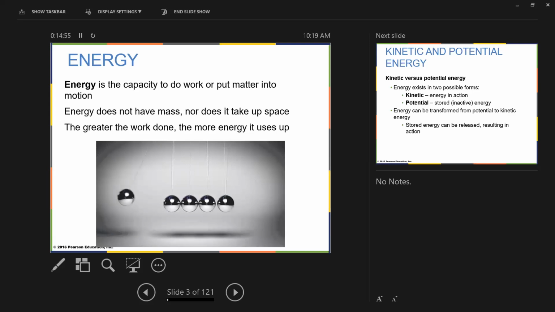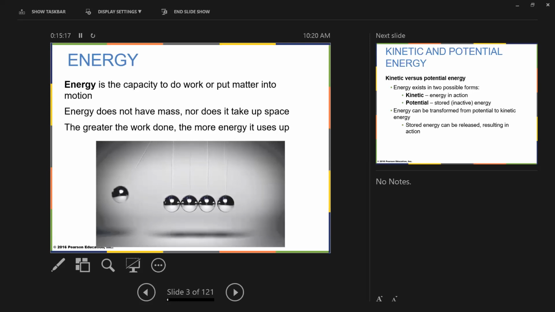When you put energy into a device, for example, nothing changes. Its mass doesn't change. Its size doesn't change. You just add energy to the device. And because energy doesn't have mass, energy doesn't take up any kind of space.